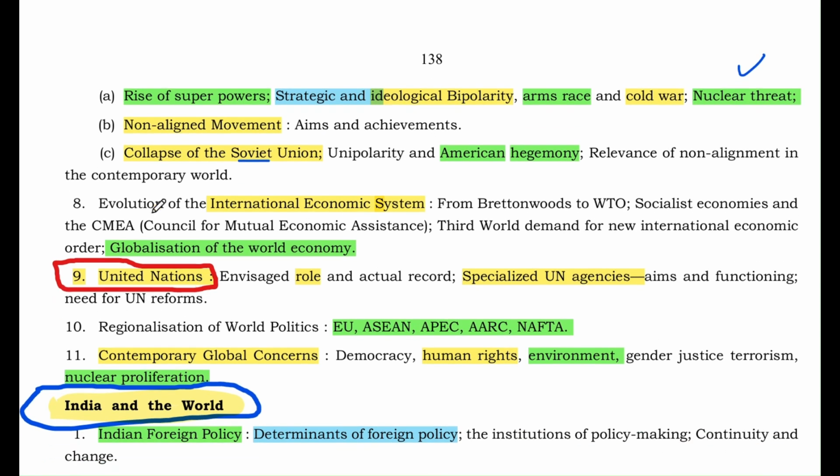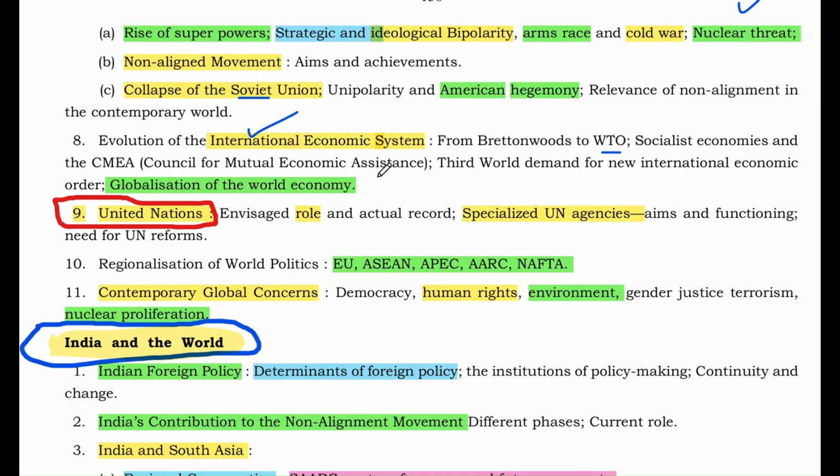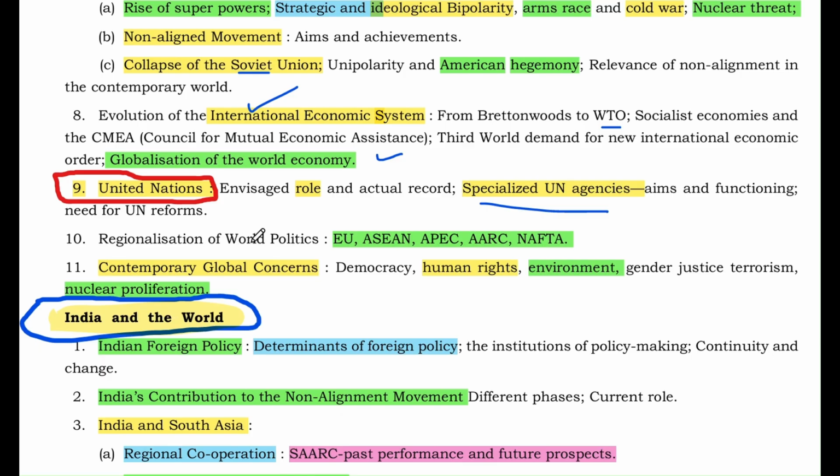So these are the topics. We have to be sincere with these topics whenever we read them. The evolution of the international economic system from Bretton Woods to WTO, World Trade Organization. Then globalization of the world economy. This topic is very important. United Nations, its role and actual work, the special agencies, UNSC, the court, then regionalism in world politics like EU, ASEAN, APEC, NAFTA.